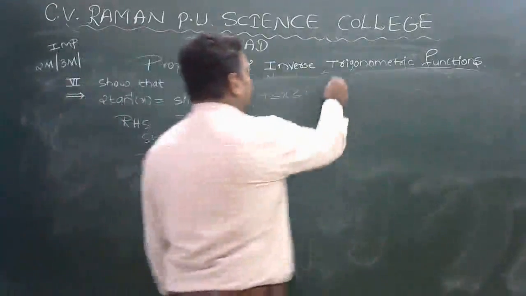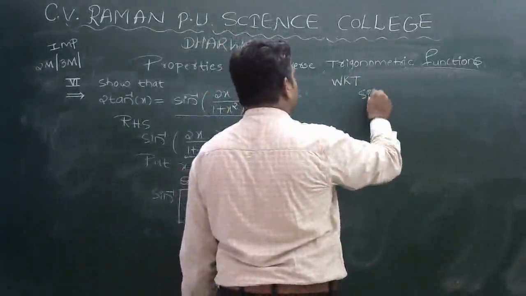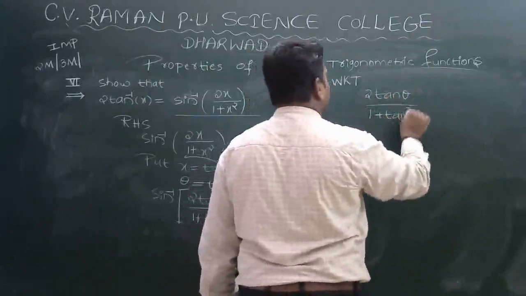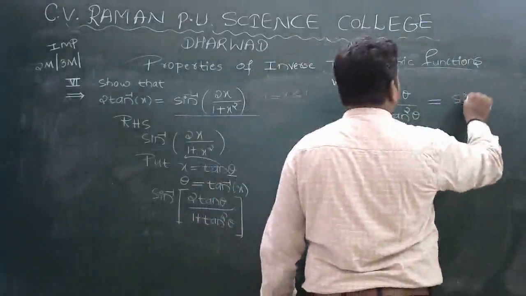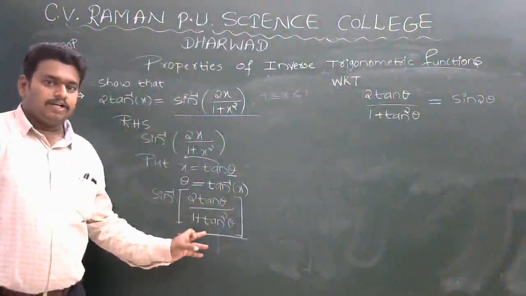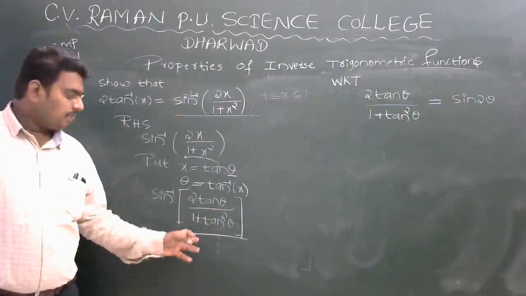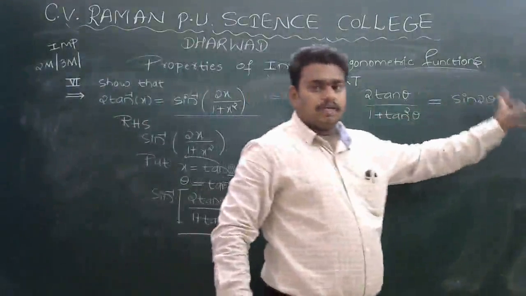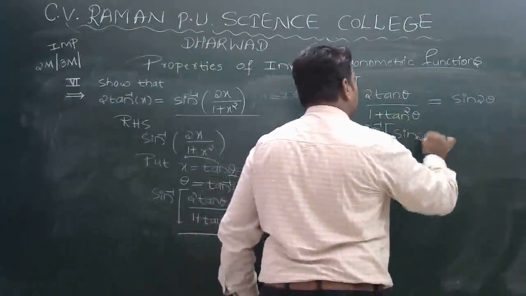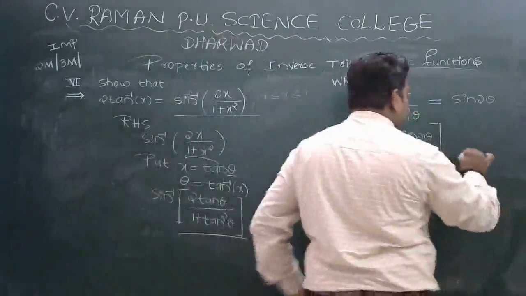So what can you write for this? We know that 2 times tan theta whole divided by 1 plus tan square theta is nothing but your sin 2 theta formula. I am going to replace 2 times tan theta divided by 1 plus tan square theta by sin 2 theta. So what happens here? Your sin inverse of sin 2 theta. Again we have some properties that we are going to learn in the next property. I am just going to use that result here.